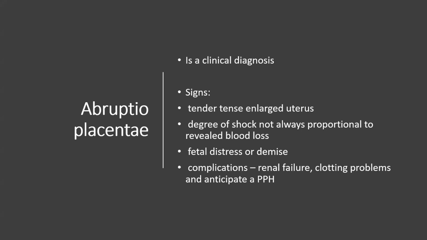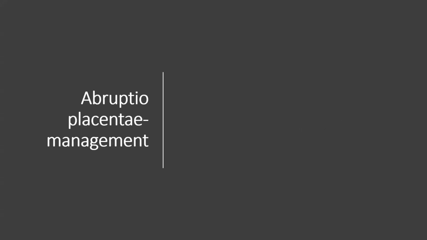So remember, abruptio is a clinical diagnosis. You've got a tender and large uterus. Usually the uterus is bigger than the expected gestation. The degree of shock is not always proportional to the revealed blood loss. Remember, a concealed abruptio. Sometimes they present with fetal distress and bleeding, and sometimes with fetal demise. Complications could be acute kidney injury, clotting problems, and you must always anticipate postpartum hemorrhage in patients with placenta abruptio.